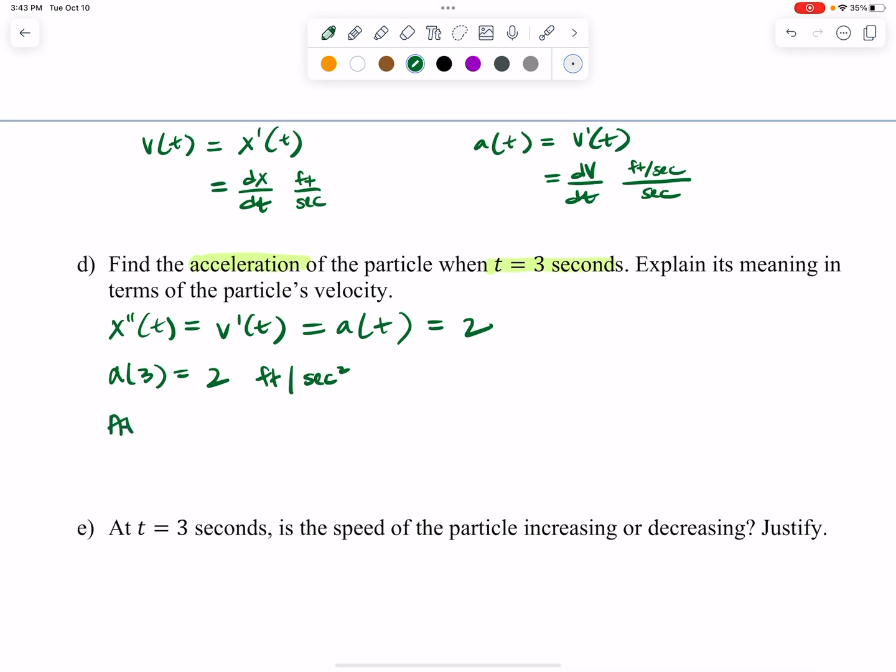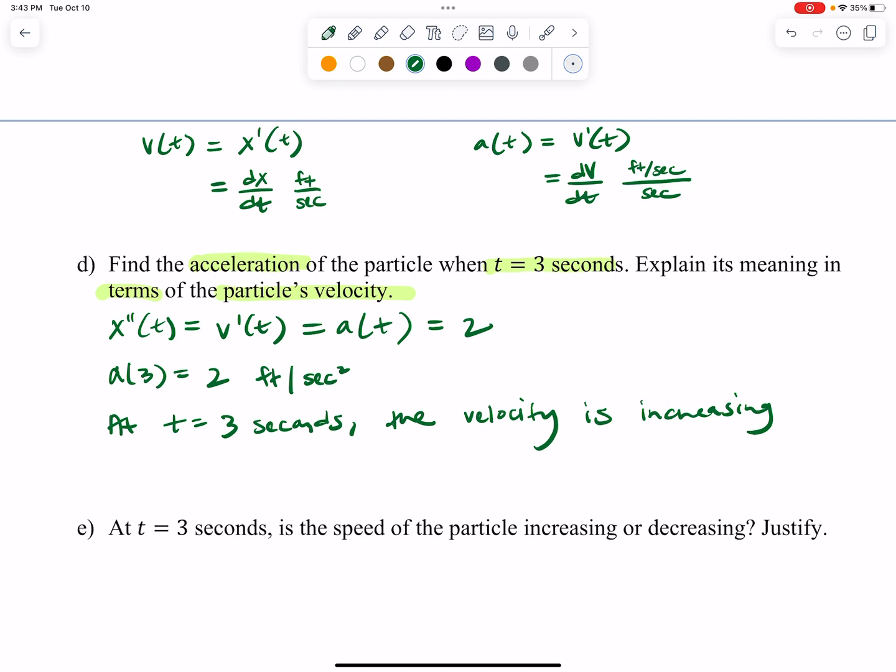Okay, so we could say at t equals 3 seconds, and it's asking us to answer in terms of the particle's velocity, so we would say the velocity is increasing, because we got a positive value, by 2 feet per second, or you can write one of these, either per, every, or each, choose one of them, second.